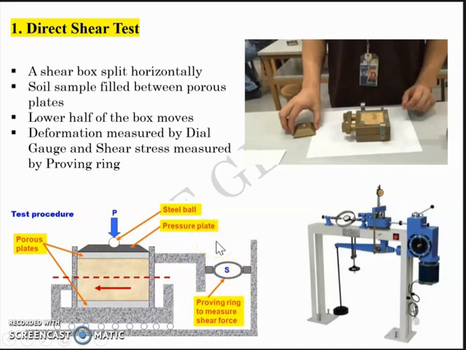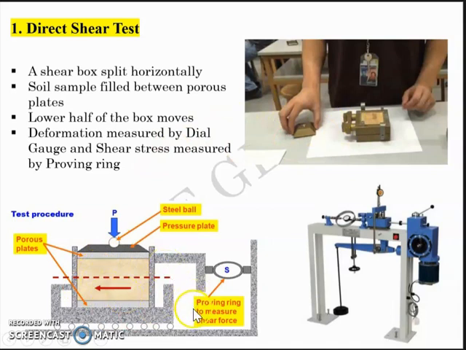That is reading number 1, sigma 1 and tau 1. Once that test is completed, when the soil is completely sheared off, you take the assembly back, rearrange the soil and the loading pad mechanism, and then you keep the entire assembly again for the second set of reading.